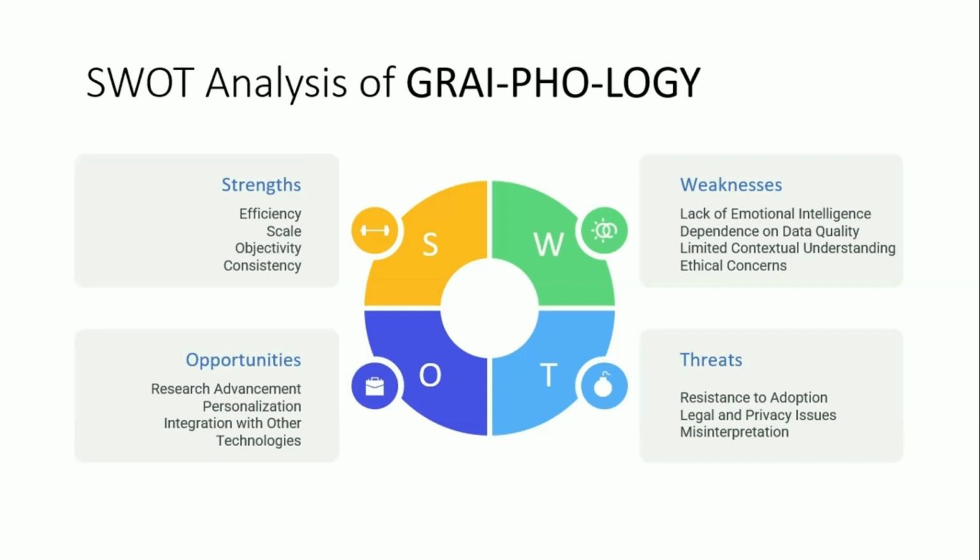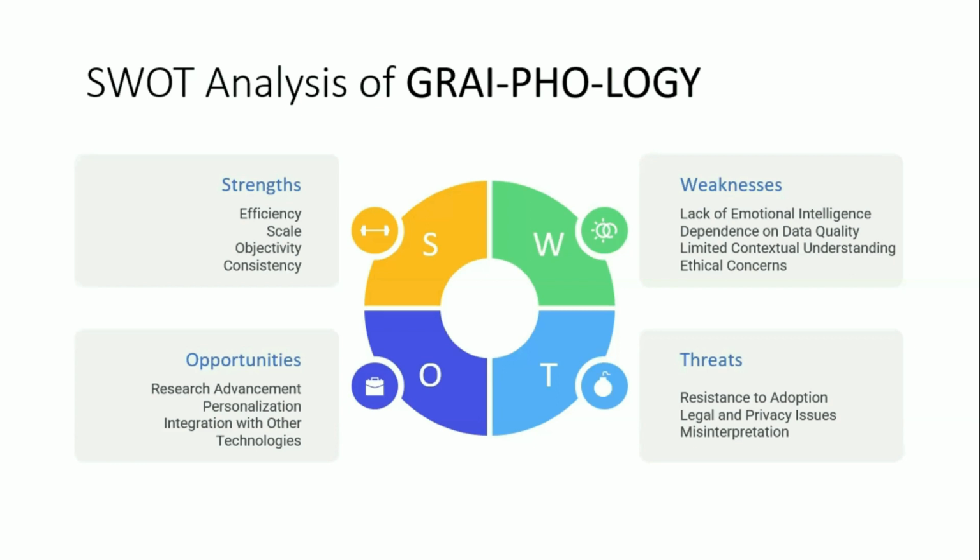There are many strengths like efficiency, scale, objectivity, and consistency. Graphology can analyze handwriting samples very quickly and accurately, saving time and effort compared to manual analysis. It can bring in objectivity because it has learned the patterns, and based on the patterns it predicts, and not based on anything subjective. There is no subjectivity involved in AI, and it can bring in a lot of consistency as well.